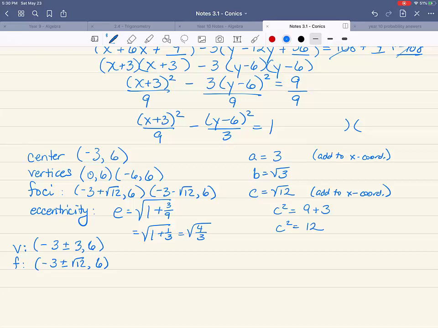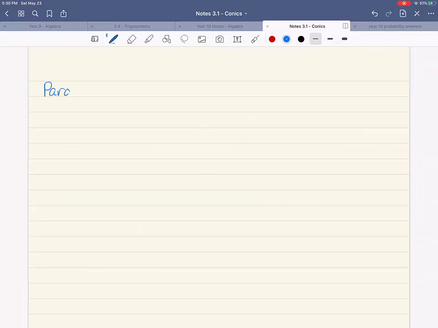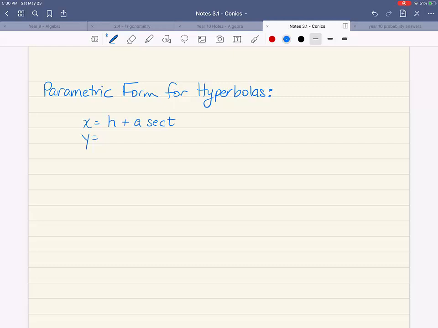Now moving on, let's talk about the parametric form for hyperbolas. First set of equations looks like this. X equals h plus a secant of t, y equals k plus b tangent of t. Now think about it for a minute. Which way do you think this one opens and why?